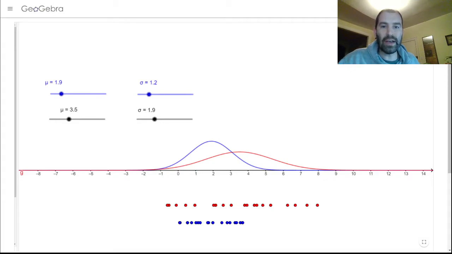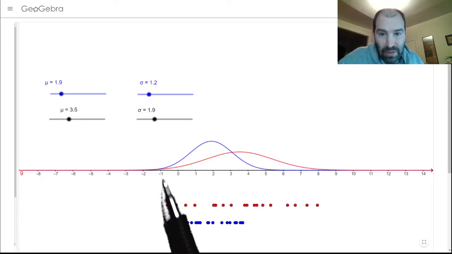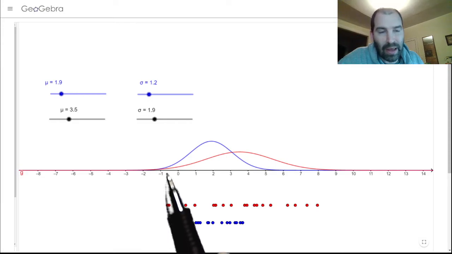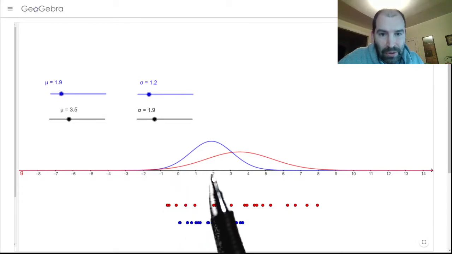So what you see here is two data sets. One is red and one is blue. The data values are depicted by these dots. So these are the red data values, and the value that these dots correspond to is just the position on the number line above. So this dot is maybe negative 0.7, right? This dot is pretty close to 0, maybe negative 0.1. This dot is about 2, right?